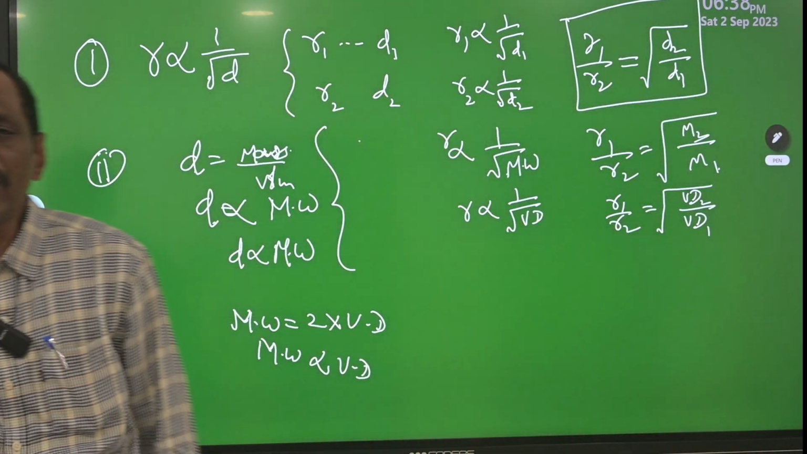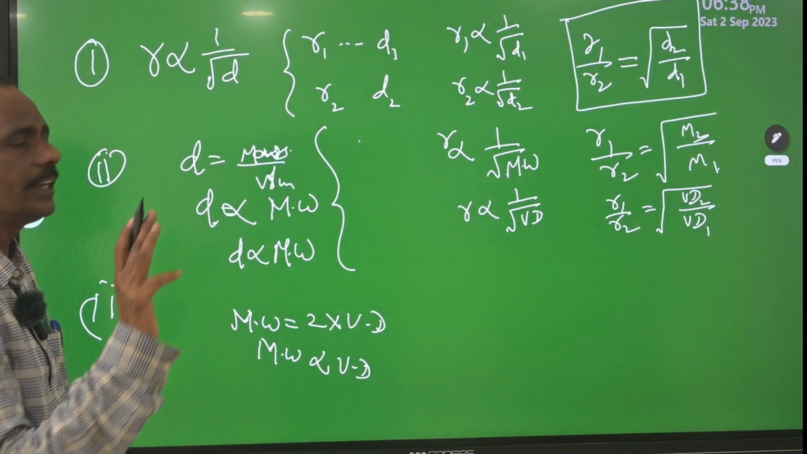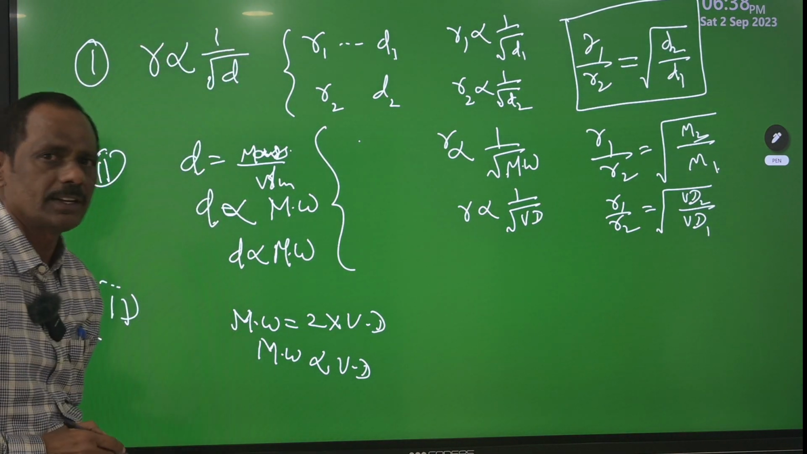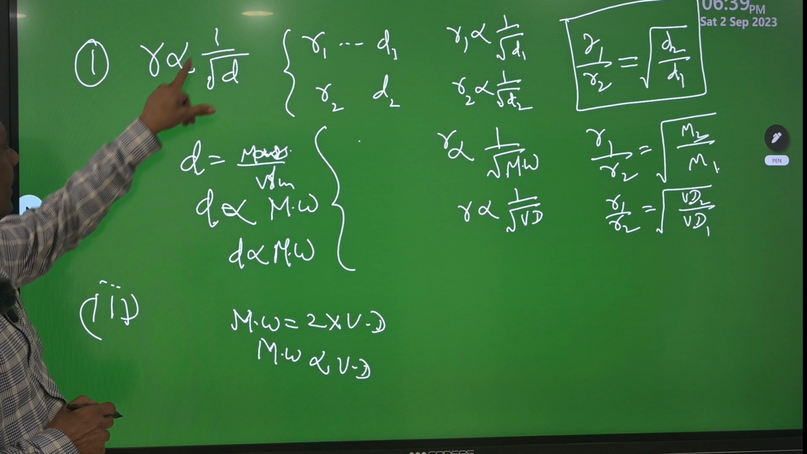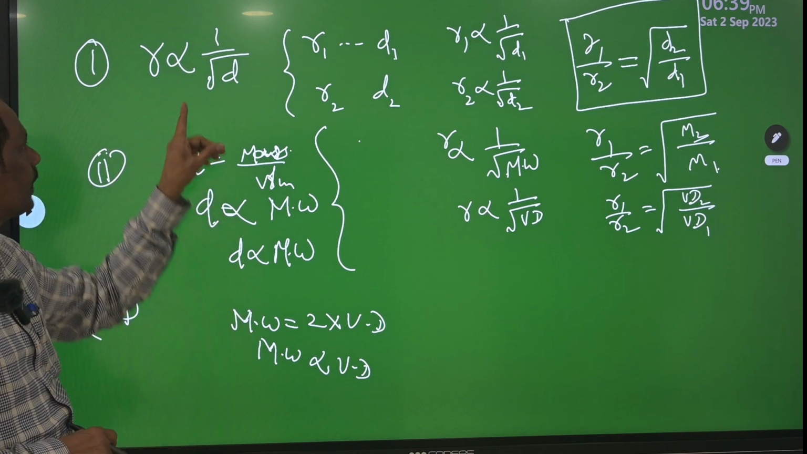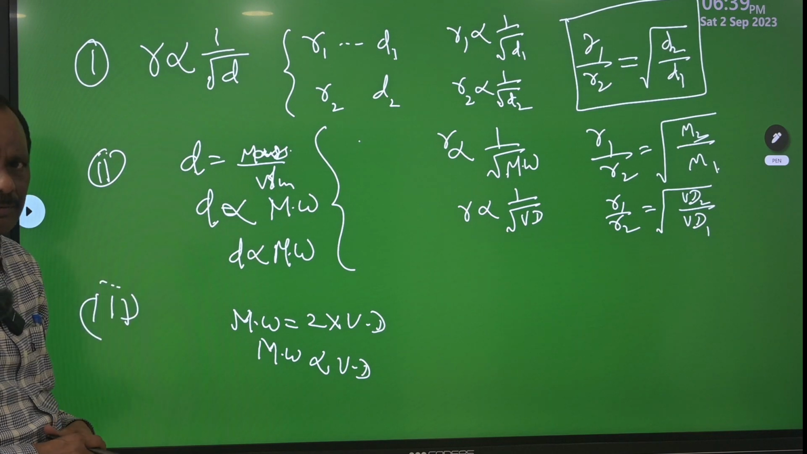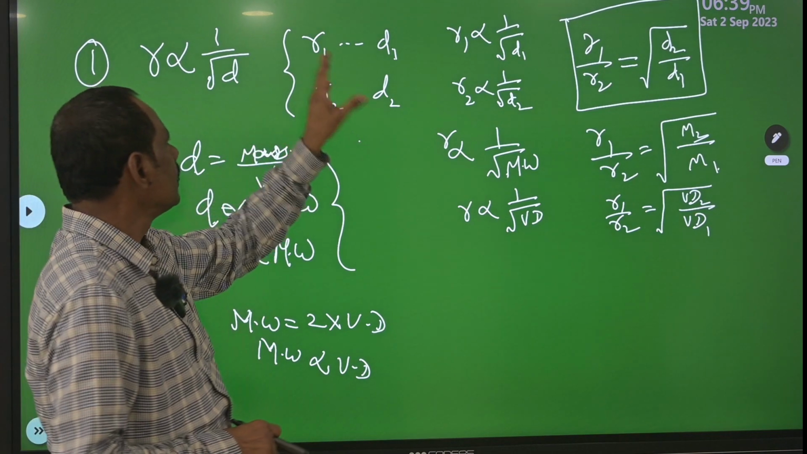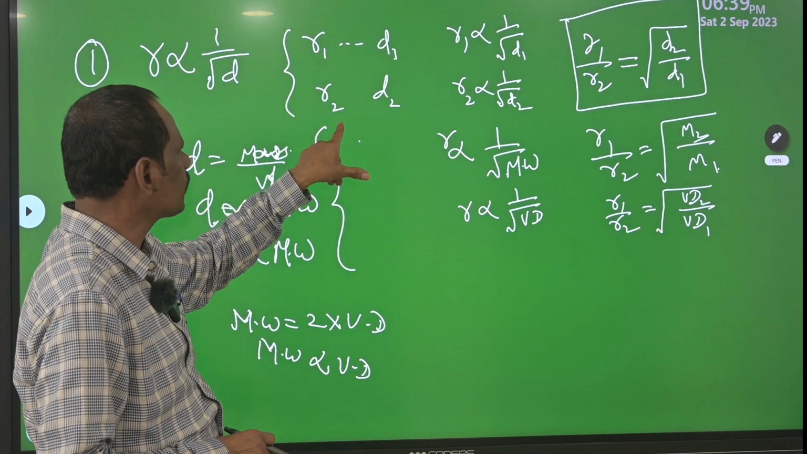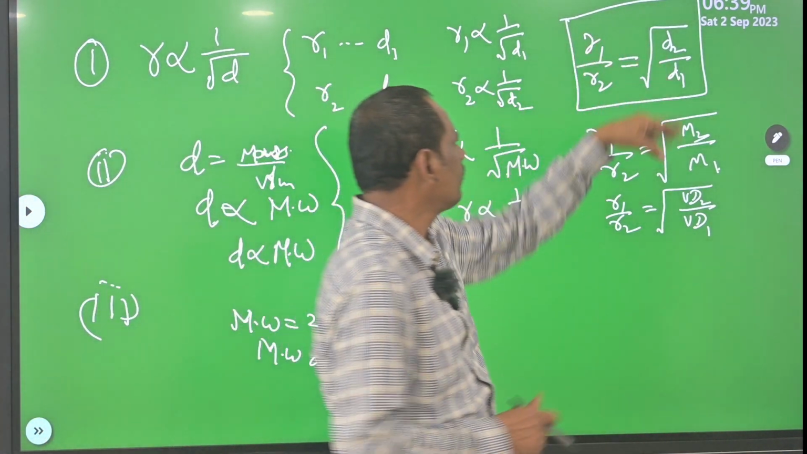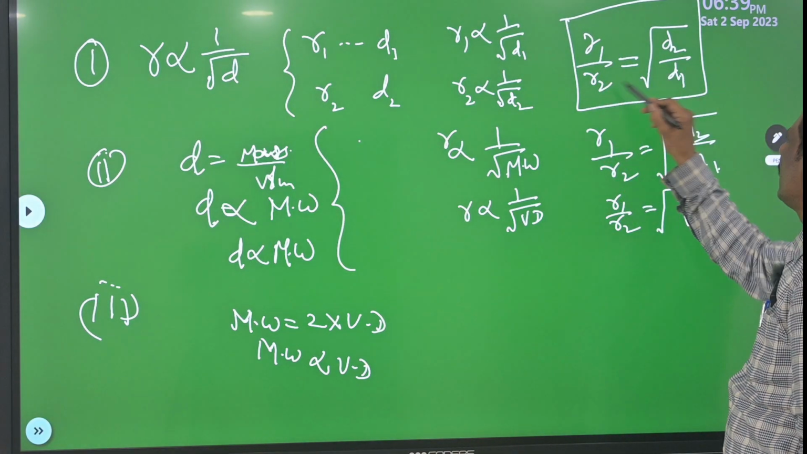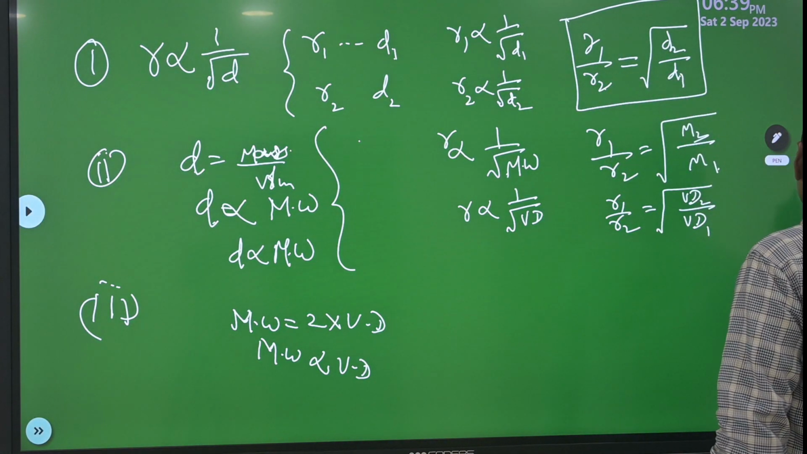Therefore, we can define Graham's law in three ways. At a constant temperature and pressure, the rate of diffusion of a gas is inversely proportional to the square root of its density, that is, R proportional to 1 by root D. If you compare the rates of diffusion of two gases, then R1 by R2 is equal to root of D2 by D1, because R1 and D1 are inversely related, and R2 and D2 are inversely related.